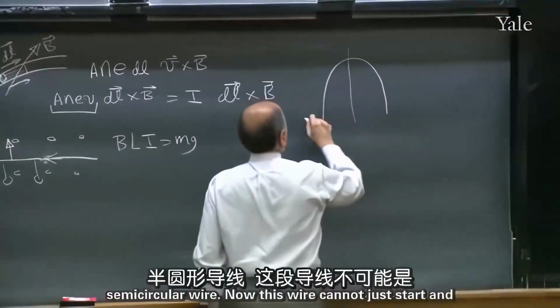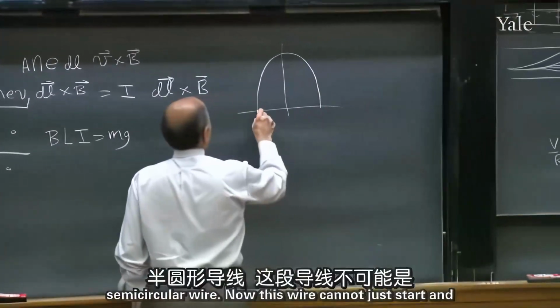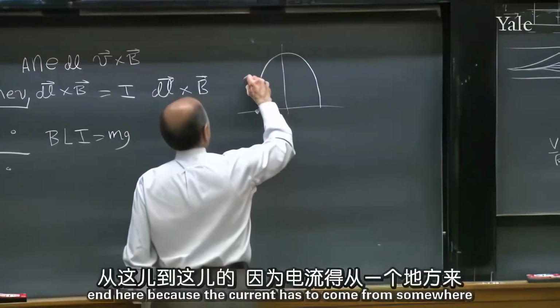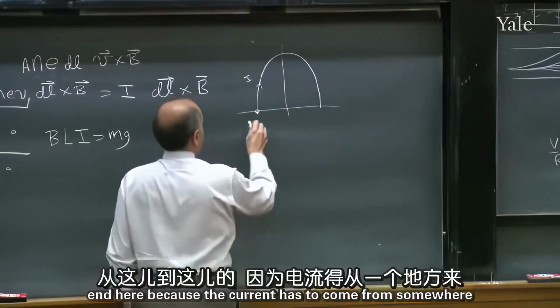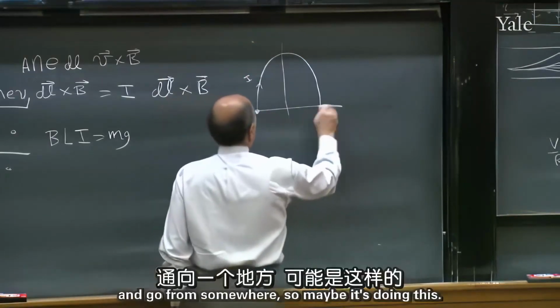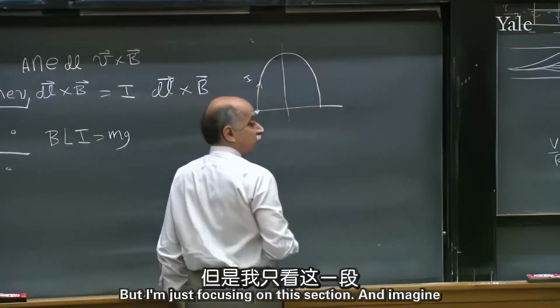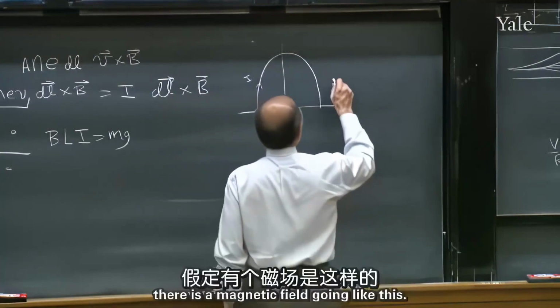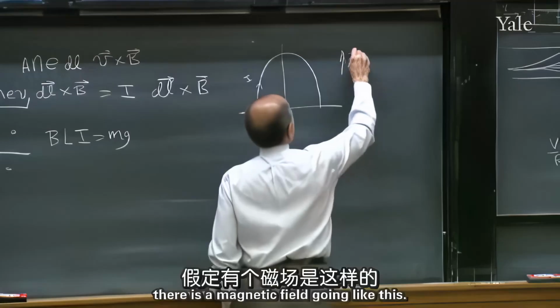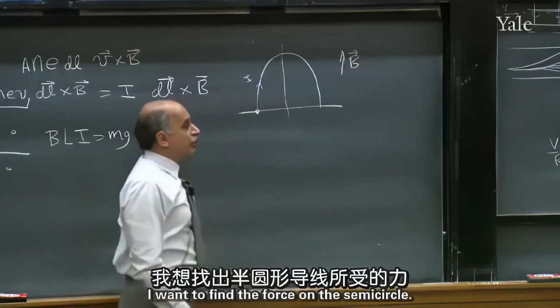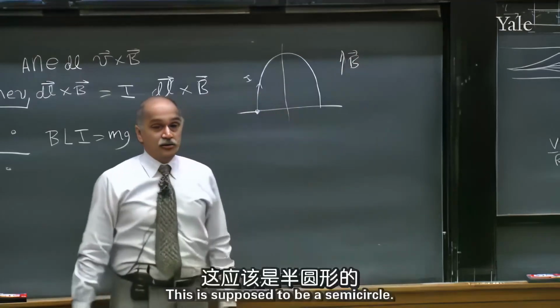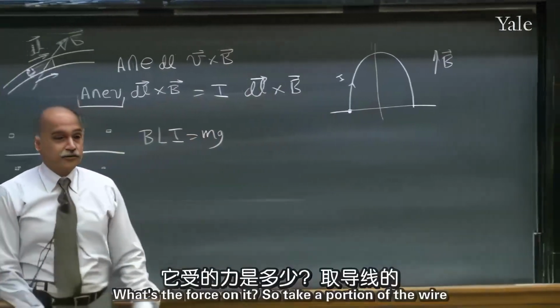But here's another simple homework problem, or some problem you can find in the textbook. This is a semicircular wire. Now this wire cannot just start and end here, because the current has to come from somewhere and go to somewhere. So maybe it's doing this, but I'm just focusing on this section. And imagine there is a magnetic field going like this. I want to find the force on this semicircle. This is supposed to be a semicircle. What's the force on it?